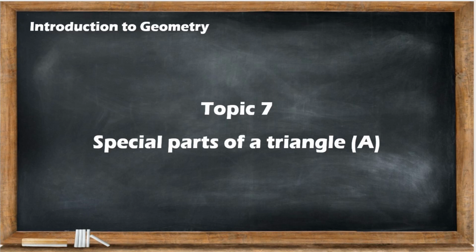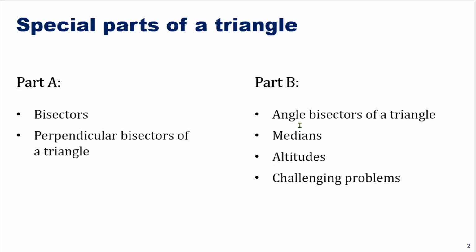All right. Now let's have a look at topic 7. In topic 7, we'll discuss the concept of special parts of a triangle. We'll divide this topic into two parts. In the first part, part A, we'll talk about bisectors, perpendicular bisectors of a triangle.